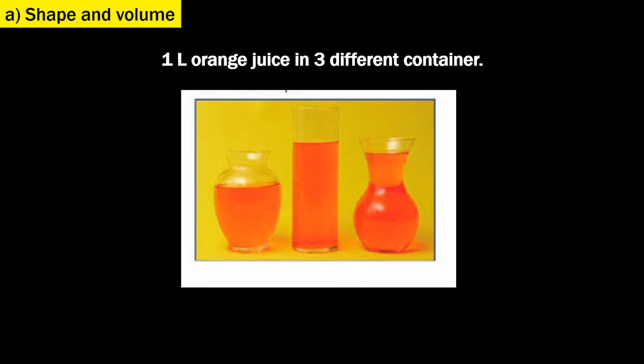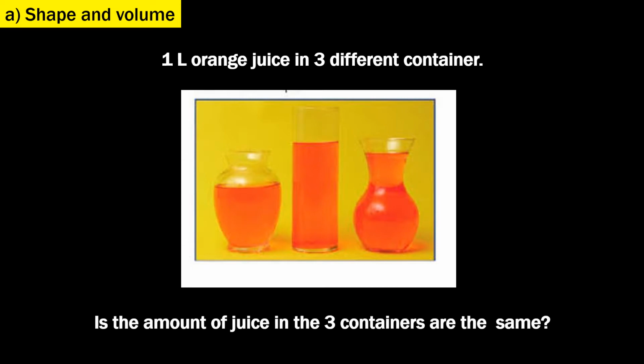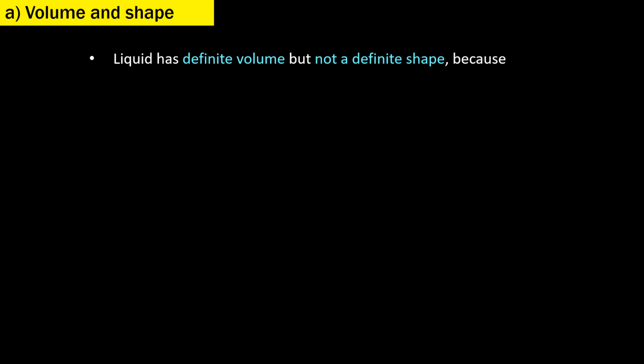Study the picture given. Each of the containers is filled with 1 liter of orange juice. Is the amount of juice in the 3 containers the same? How about the shape? From the picture just now, we can say that liquid has definite volume, but not definite shape. The shape of liquid takes the shape of the container.